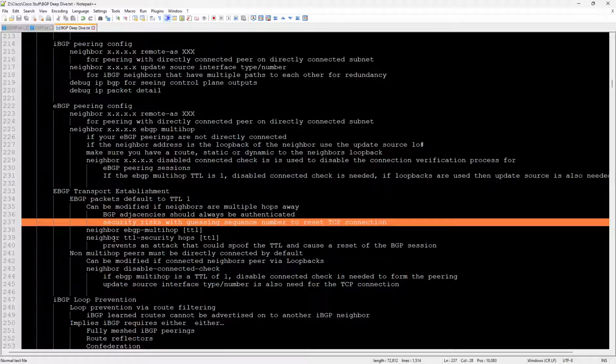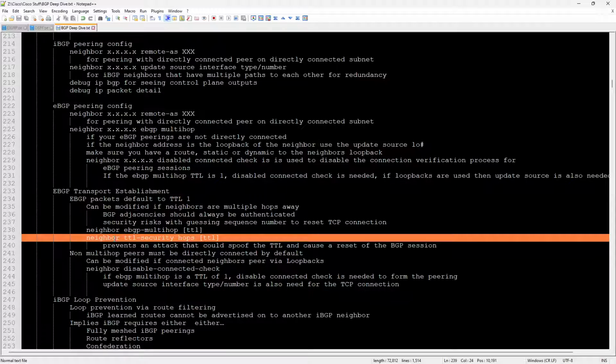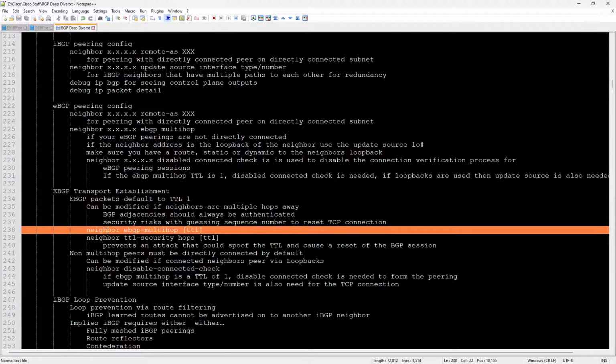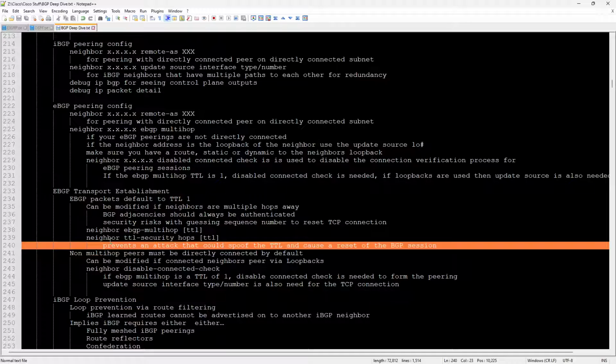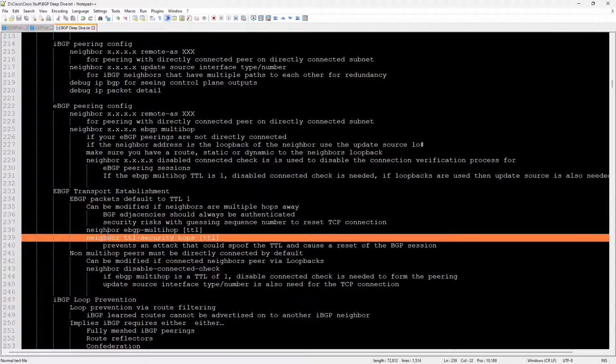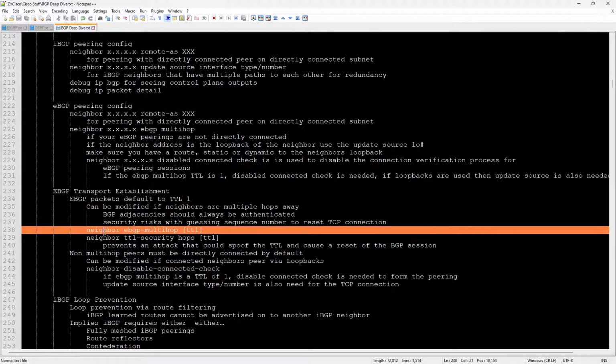So it's a good idea to do the TTL security. You're going to want to be careful with that, because you can't use both of these at the same time. When we do this, you'll have to choose to turn on TTL security or eBGP multi-hop. Typically, I'll turn eBGP multi-hop on, but then I'll set a password.